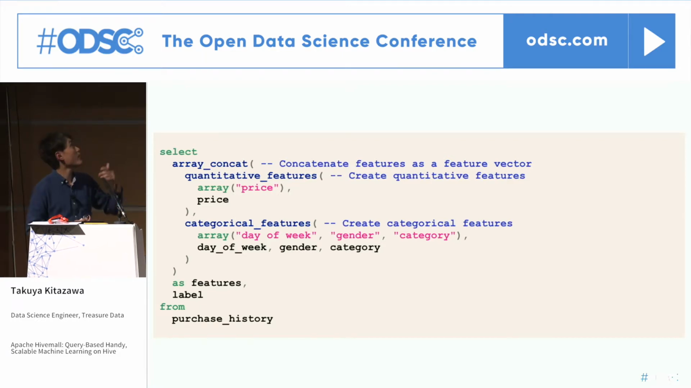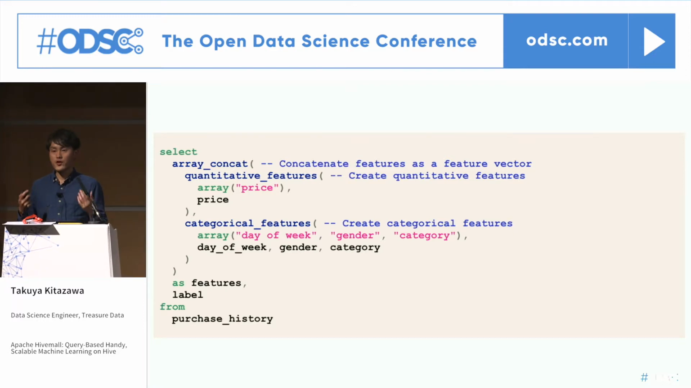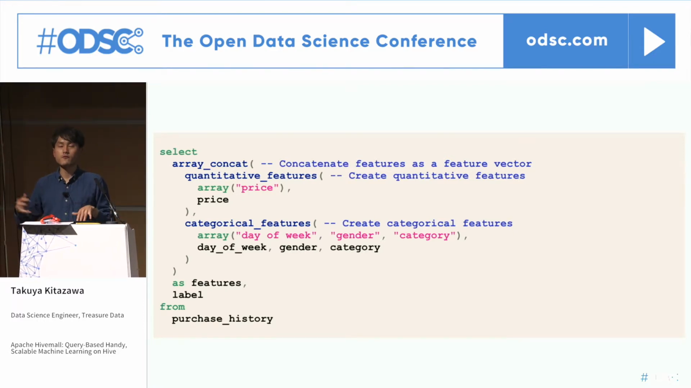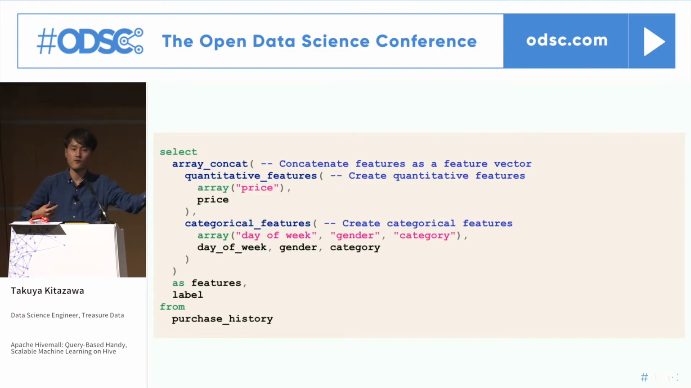Categorical features are the same. All right, so there are three features: day of week, gender, and category. This is the feature name. And the following arguments represent the name of a column. So we are focusing on day_of_week, this is the column name, or gender or category. So here, this query separately creates a feature vector for quantitative features and a feature vector for categorical features.